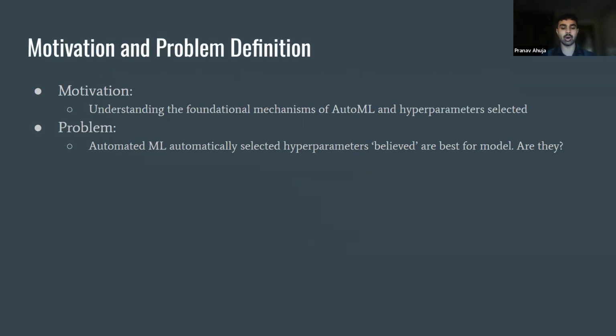Now, if you don't already know, automated machine learning simplifies the tasks that users do not have to do. One of these tasks is initializing the hyperparameters that are used within the model. AutoML automatically selects the hyperparameters that it believes are best suited for the model. But are they truly? In my implementation, I tune hyperparameters and compare my results with the results of the default AutoKeras model with image classification, and I see how they differ and how they are similar.